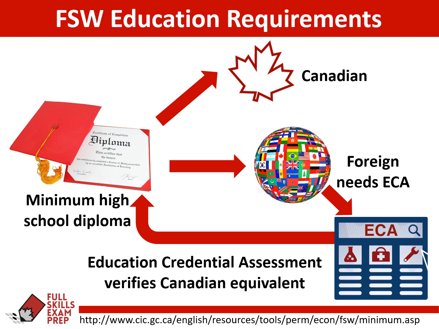So if a person graduates from a high school in South Africa, let's say, that person would at a minimum have to get an ECA done, and that ECA would have to come back positive and say that yes, this high school diploma, for example, is the equivalent of a Canadian high school diploma. If the ECA comes back negative and says, no, this diploma is not the same as a Canadian diploma, then this person doesn't meet the minimum requirements of the Federal Skilled Worker Program.